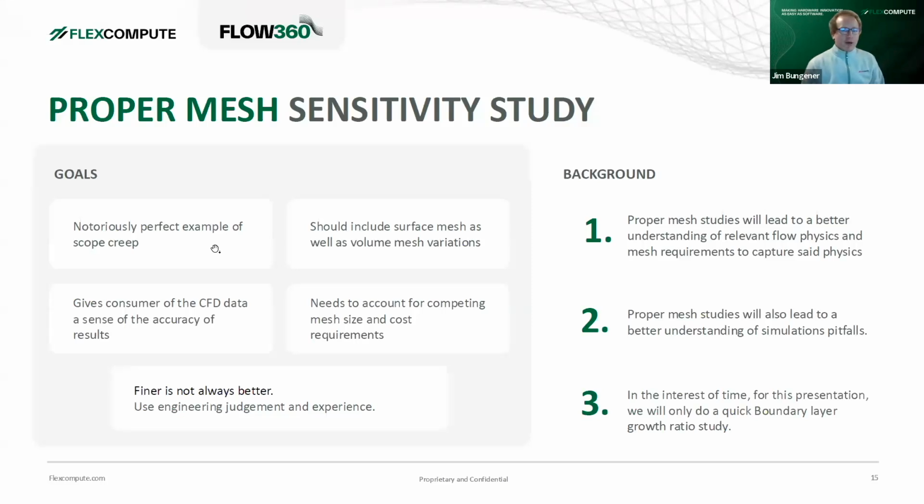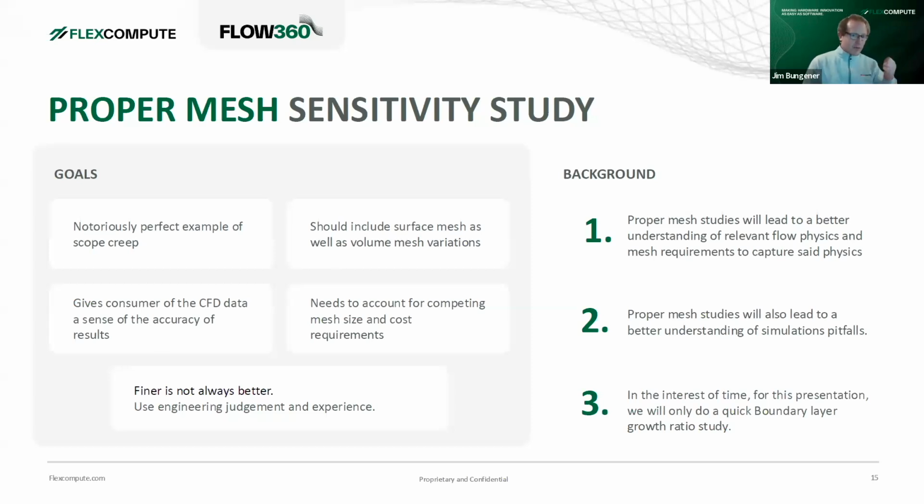So a proper mesh sensitivity study is a perfect example of scope creep, because you start out with a very specific question, and then the more you learn, the more questions you end up with. So it's quite important that at the beginning, you set yourself some hard limits as to how far you're going to take this study, how precise you want it to be. But it should include surface mesh as well as volume mesh variations. And one of the beauties is that it will give you a sense of the accuracy of results.